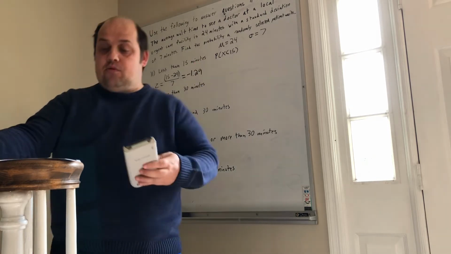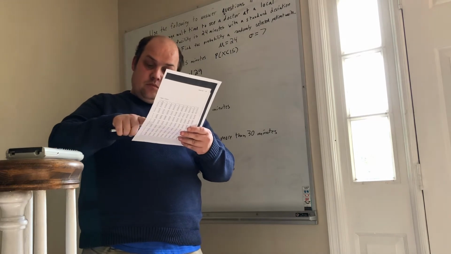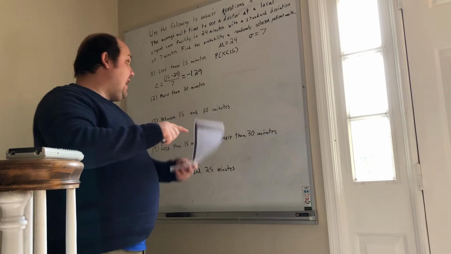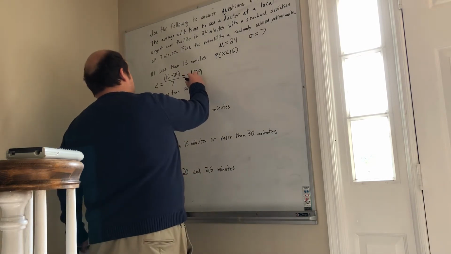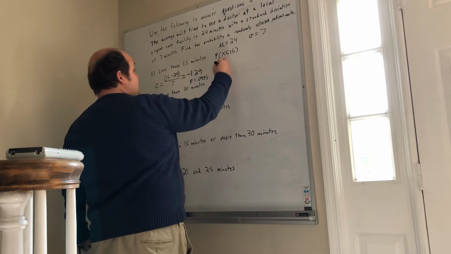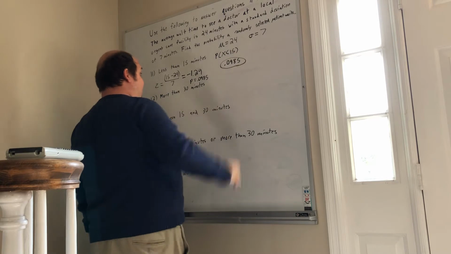I go to my table, I look up negative 1.29. It gets me to a p-value of 0.0985. Because it's a less than question, that is the correct answer, 0.0985.